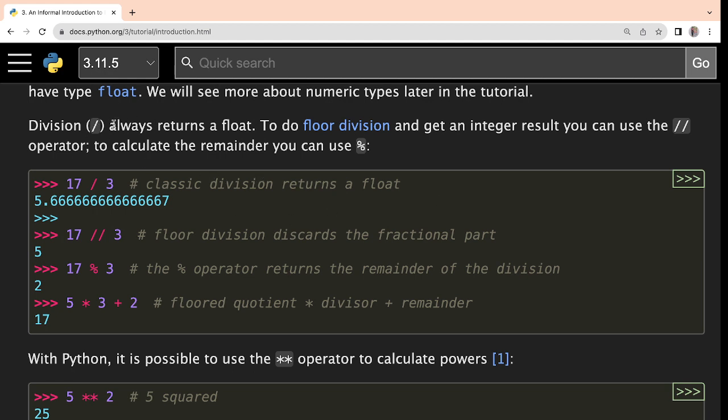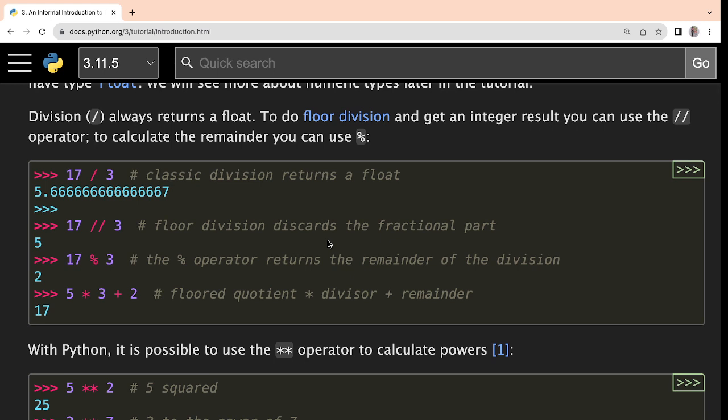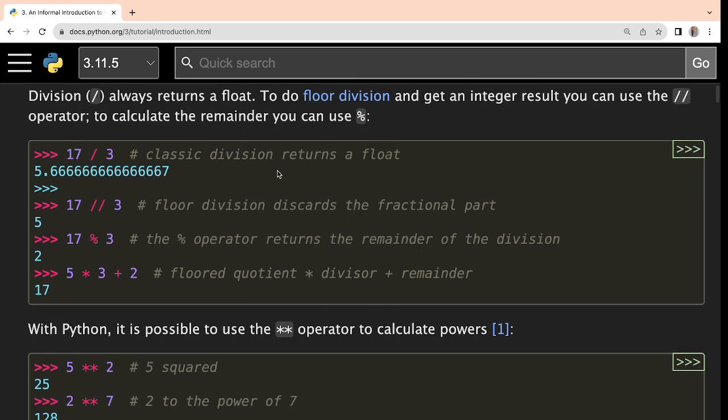Division always returns a float. So this you have to understand properly: whatever kind of division you're performing, even if the number is completely divisible, the number will come with .0. That means it always represents the output in the form of float only. Okay, so this you have to understand.